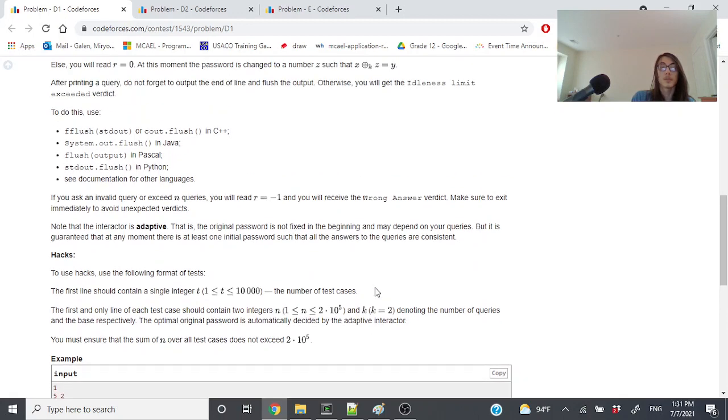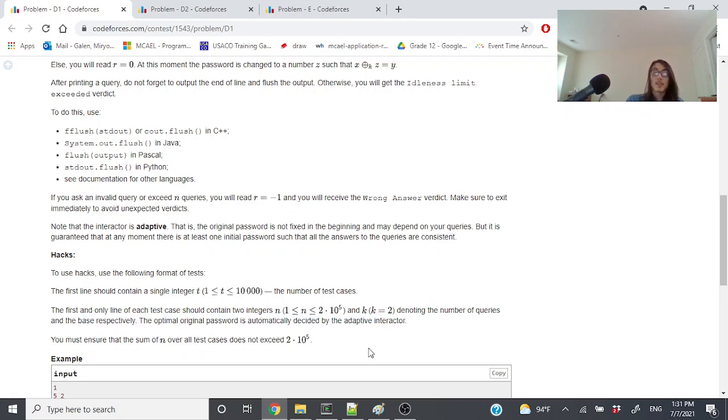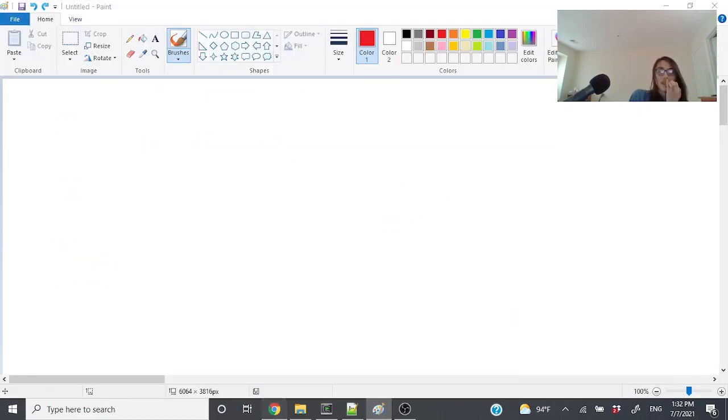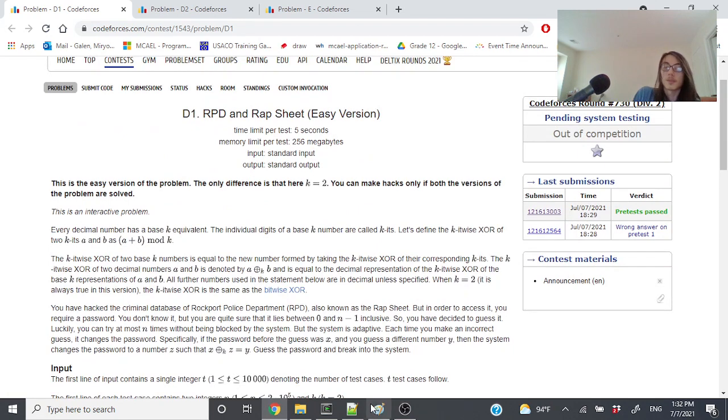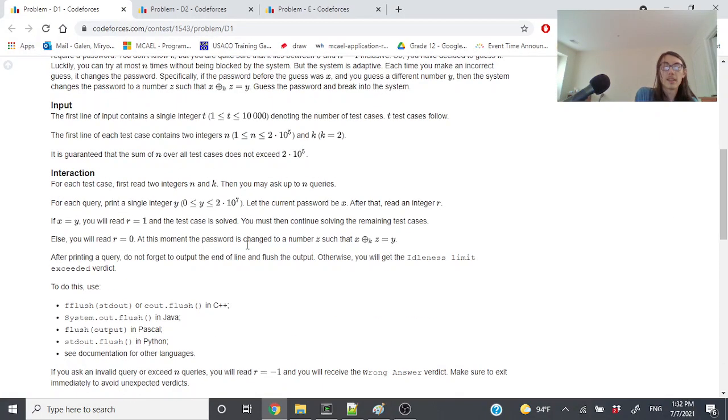The optimal original password is automatically decided by the adaptive interactor. Interesting. Okay, so we're doing n and k. Right. So in this problem, k equals 2. So essentially, what can you do? Suppose you just query i equals 0. Suppose you check each password independently. So you check, can the password be 0? Then can it be 1? Then can it be 2? Then can it be 3? Up to n minus 1, because you can make n queries.